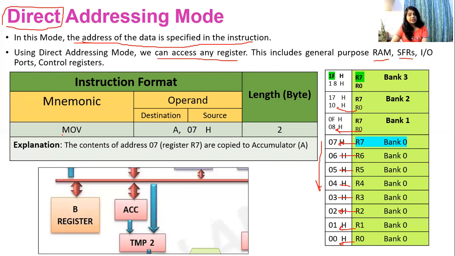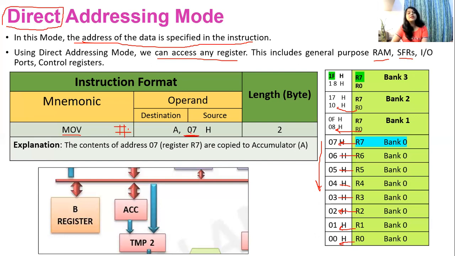Okay, so let's take an example. MOV A, 07. Here it says move the contents of the memory location whose address is 07. This is a number, but it is not immediate addressing mode. This instruction is not saying move 07 into A. Why? Because there is no hash sign before 07, and hence it indicates that this is not data but an address.